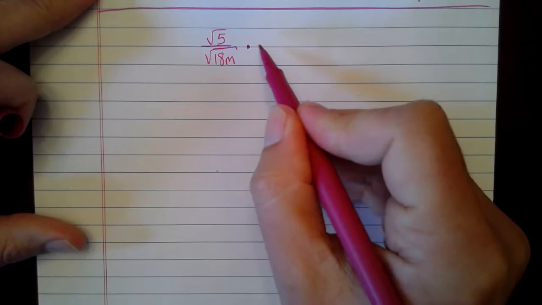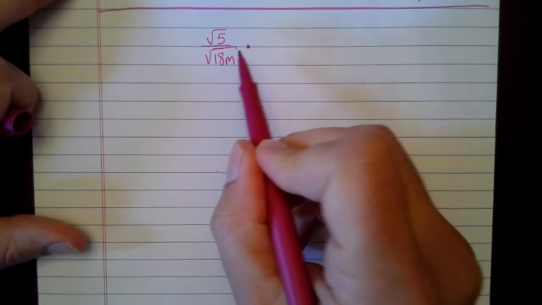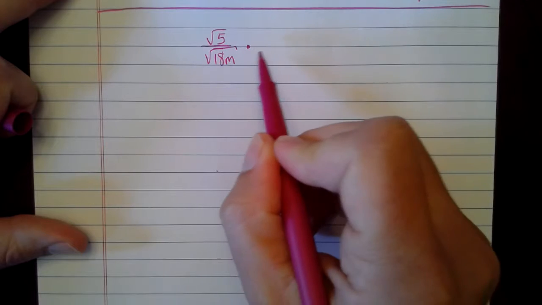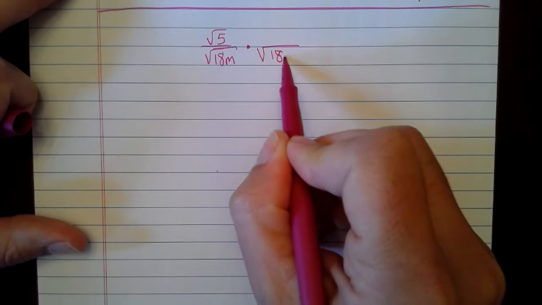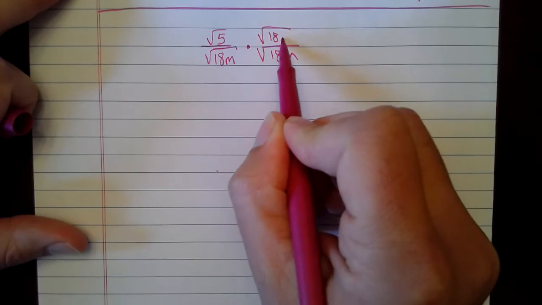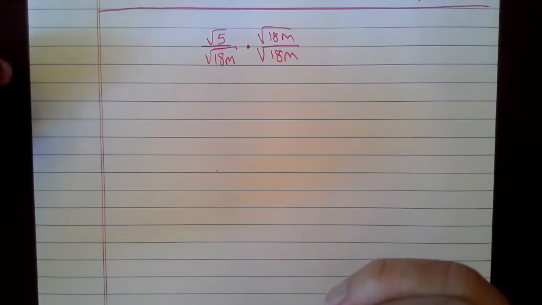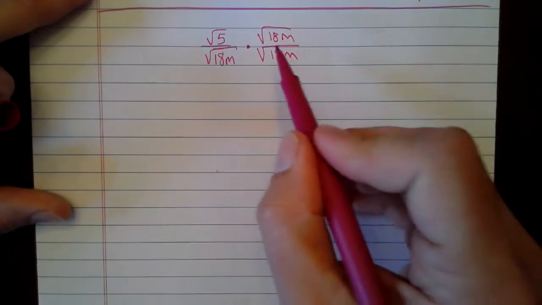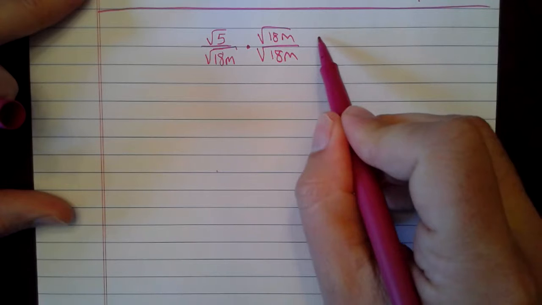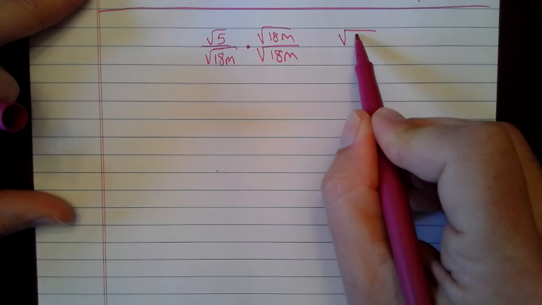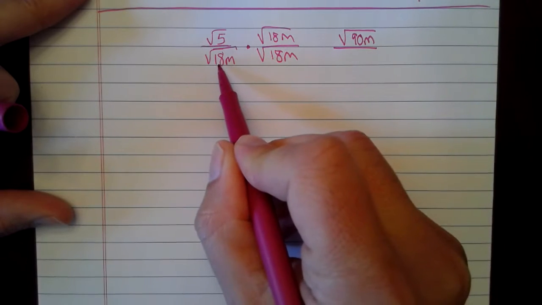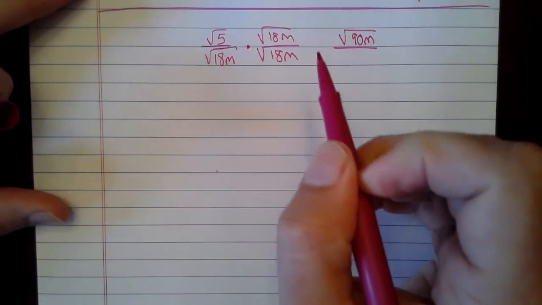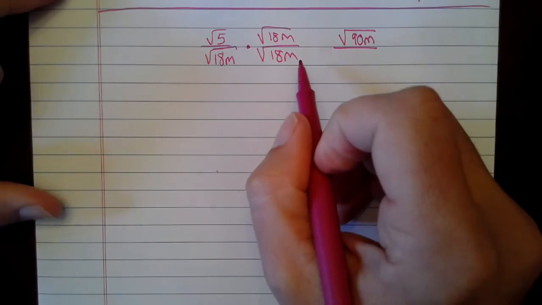But so far, what we've learned is that in order to rationalize the denominator, I need to multiply it by 1. All right, and the form of 1 I want to multiply by is whatever the denominator is. So root 18m over root 18m. All right, and this gives me, in the numerator, multiplying straight across, root 90m over 18m, root 324 m squared.